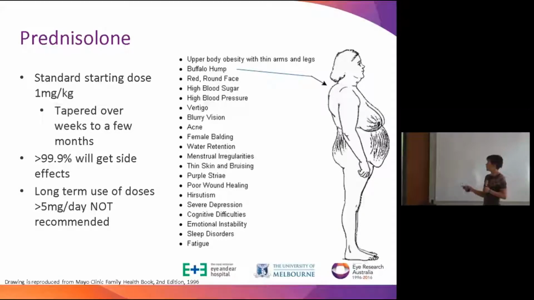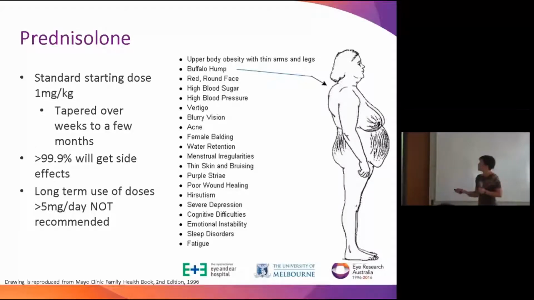It's that prevalent. Long-term use of doses greater than 5 milligrams a day is not recommended. 7.5 milligrams is thought to be the safe dose, but that dose keeps getting lower and lower and lower. And so as soon as you've got patients who've got ongoing inflammation, despite beyond 5 milligrams a day, you need to think about steroid-sparing agents.